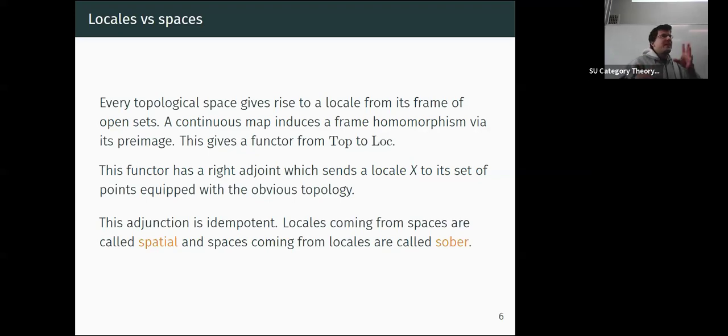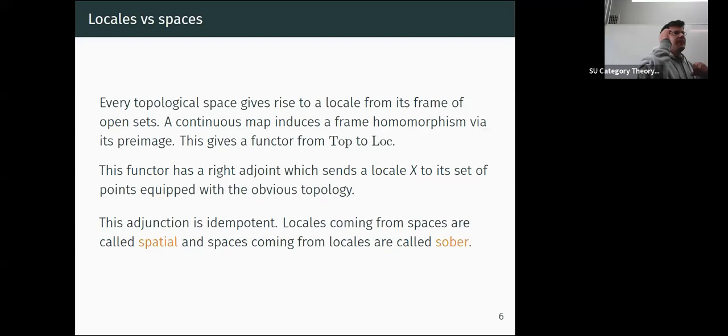What we care about are two special classes. There are the locales that come from a space, which we call spatial locales, and then there are the spaces that come from a locale, which we call sober spaces. So this isn't an equivalence: not every locale is spatial, and not every space is sober. But what I want to emphasize is that being sober is quite a weak condition. It's not something which is very strong. Probably every space you care about is sober.